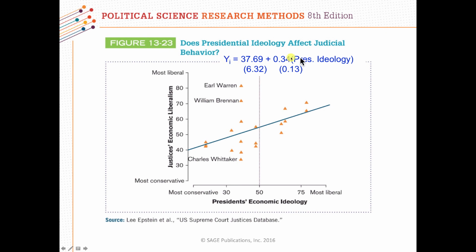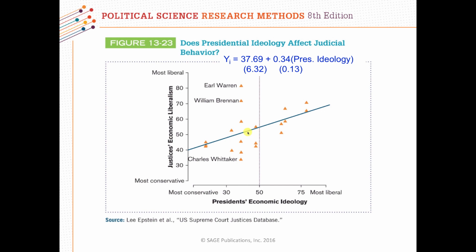The relationship that we see here, this is from your textbook by the way, has an intercept of 37.69. On average, if the most conservative president in history was a 0, put a 0 in right there, then all of a sudden this slope term becomes a 0 as well. That means that the y-intercept, 37.69, would be the expected ideology of a justice on economic issues if their nominating president was the most conservative economic president you could be.